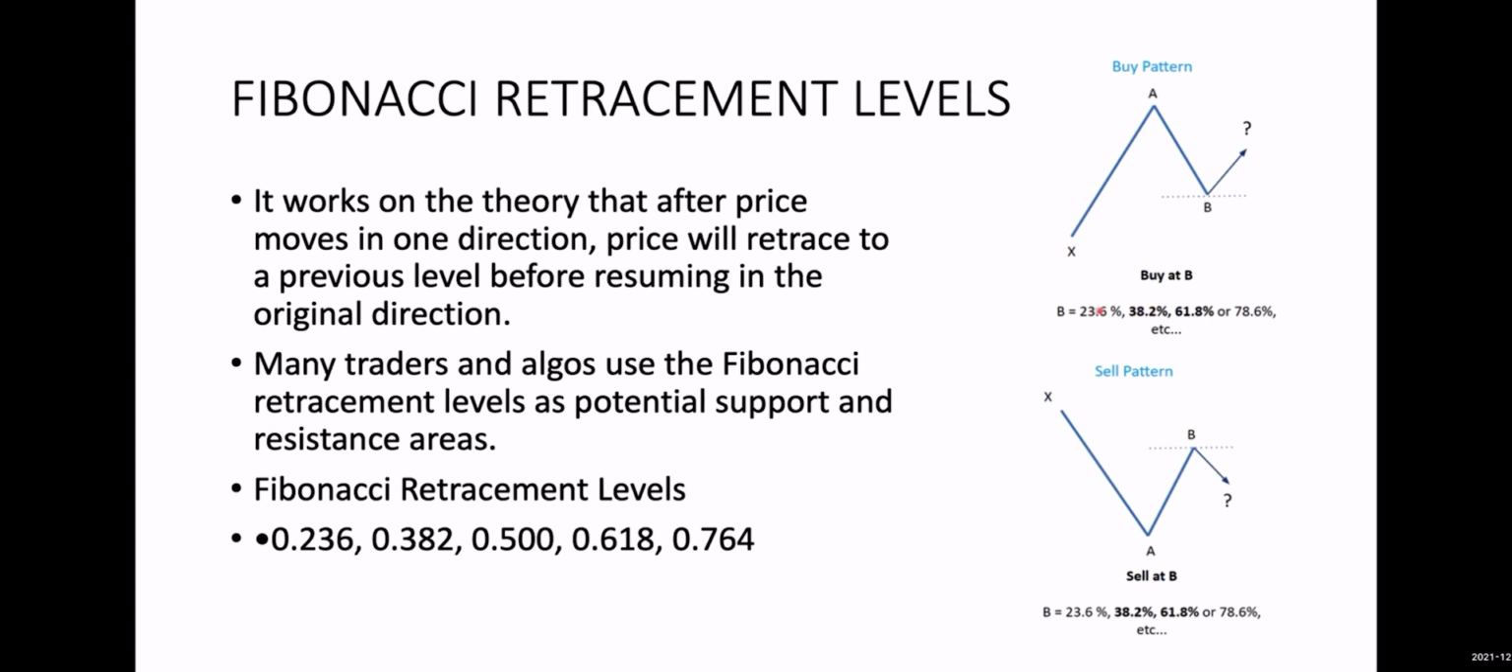So all these ratios that we just discussed in the last slide, the ratio can be at 23.6, 38.2, 61.8, 78.6. These are all common retracement levels. So what the Fibonacci ratio is saying is the stock is going to reverse at one of these Fib retracement levels. It can be any one of these percentages.